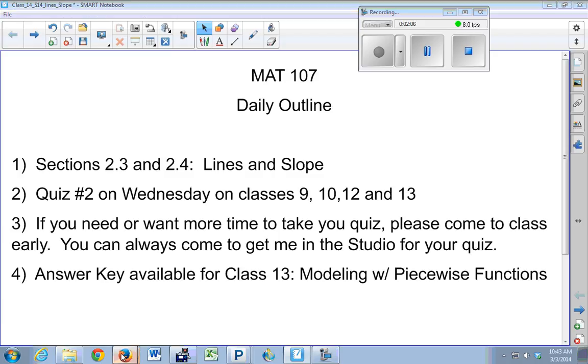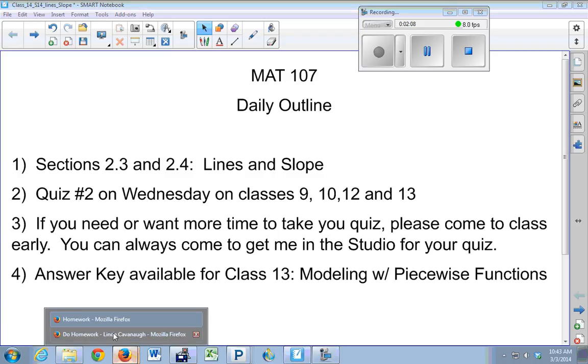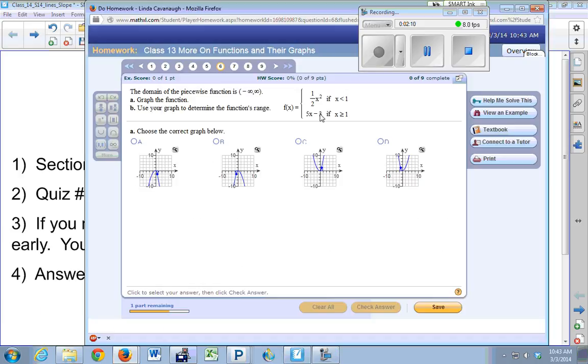I think I closed out of it. Let's see if it's still there. So like this one, this is a parabola, right? So it won't be one of these, because the parabola opens upward since this is positive. And then this is going to be a straight line. So it's got to be one of these two.